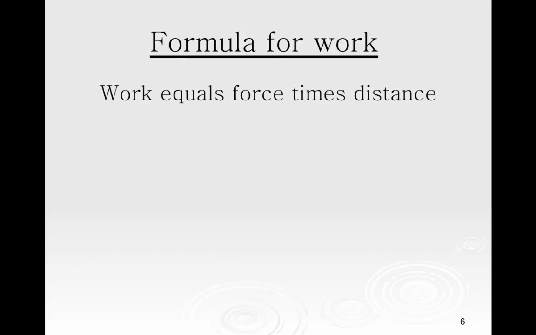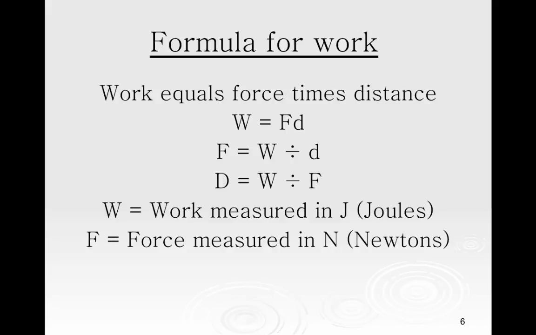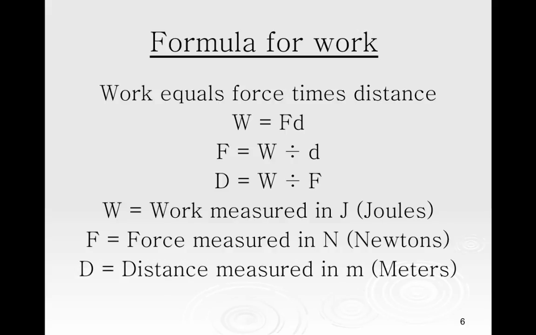The formula for work is equal to force times distance. W is equal to F D. Alternatively, force is work divided by distance, and distance is work divided by force. Work is measured in joules, capital J. Force is measured in newtons, capital N. And distance is measured in meters, m. Be sure you add this to your formula sheet.